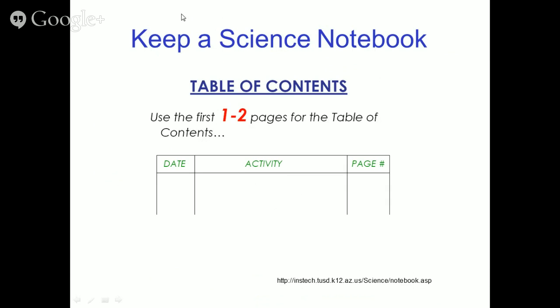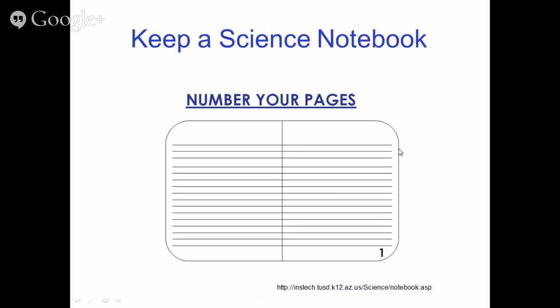Hey, this shows you how to keep it organized. Table of contents. The first page should always be your table of contents. And you're slowly building your table of contents as you consistently put stuff in. So you would put the date, the activity, and then the page number that they'll find that on. Number your pages so that the table of contents makes sense.